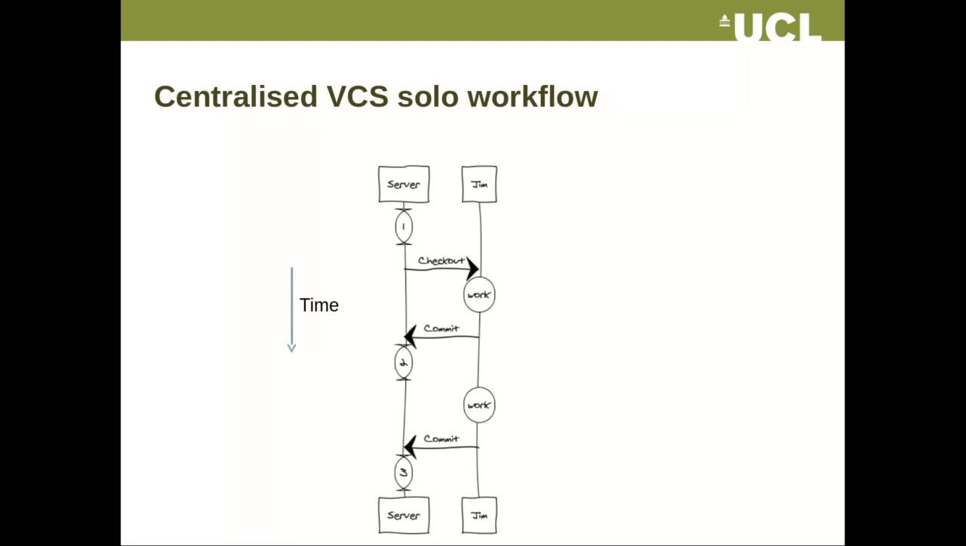If we use a centralized version control system and there's only one programmer working on it, then this kind of workflow shows you what happens. The server has a version of the code, version 1 of the code. We check it out. Jim does some work on it and does a commit. So we have version 2 on the server, then does some more work, does a commit, and we have version 3 on the server, and so on.